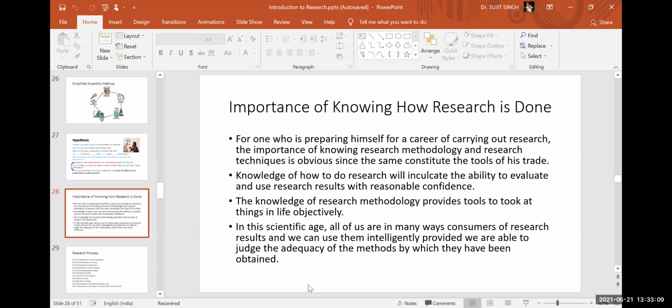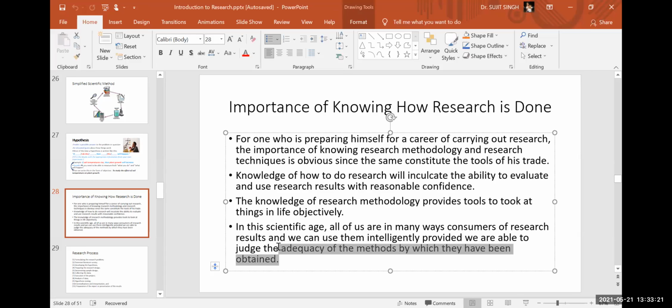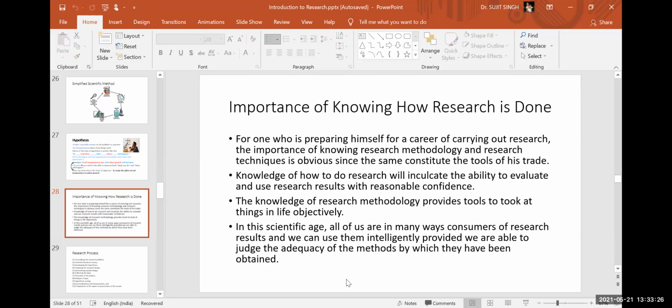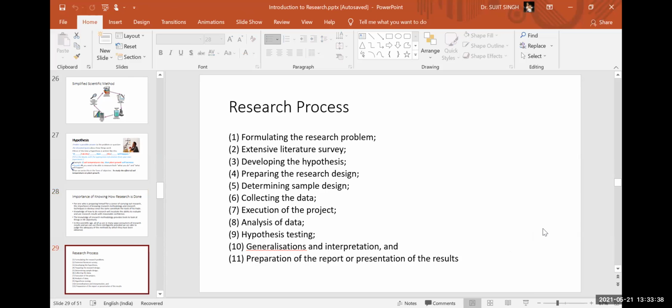We are able to judge the adequacy of the method by which they have been obtained. Okay? We are now a part. Sometimes we act like a consumer, sometimes we are researchers, like that. So we can summarize the research process like this for our purpose in the field of manufacturing technology or manufacturing management.